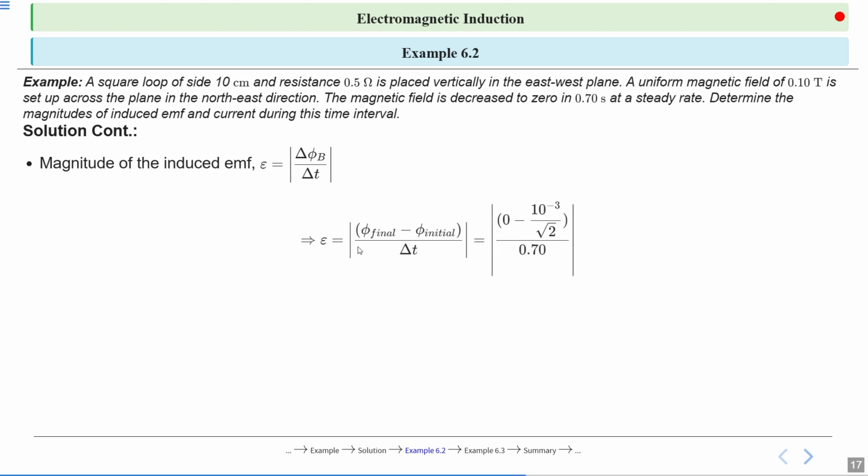So epsilon is equal to phi final minus phi initial upon delta T. So what was the phi final? 0. What was the phi initial? 10 raised to power minus 3 upon root 2. And what was the change in time? It is given 0.7 seconds. Okay. So epsilon will be equal to 10 raised to power minus 3 upon 0.7 into root 2. After multiplying it, EMF will be approximately equal to 1 into 10 to the power minus 3 volt, which we can write as 1 millivolt.